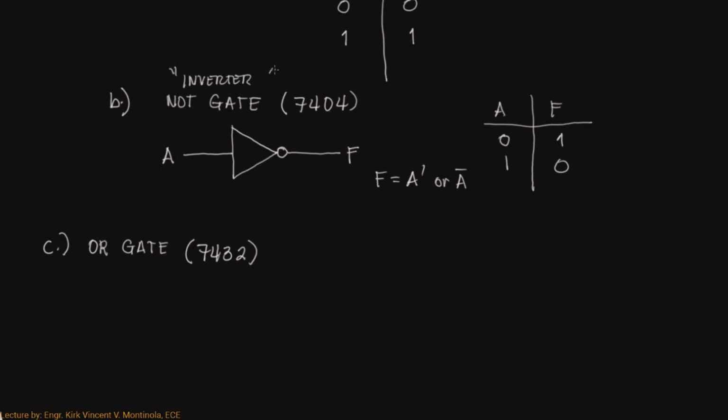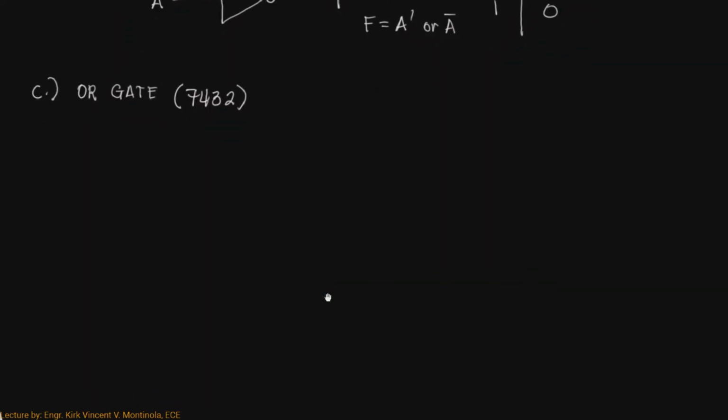And then for the OR gate, this is its symbol. It looks like a curve, and then a sharp point. We have two inputs, or two or more. Your OR gate can have two or more inputs, but it cannot have just one input. So you have an output of F, then you have A and B.